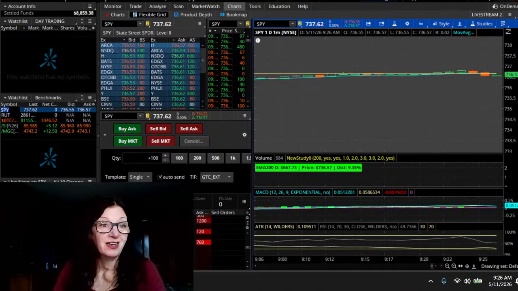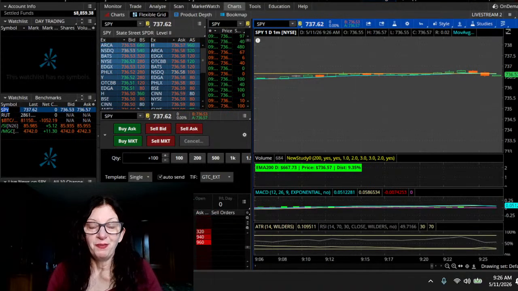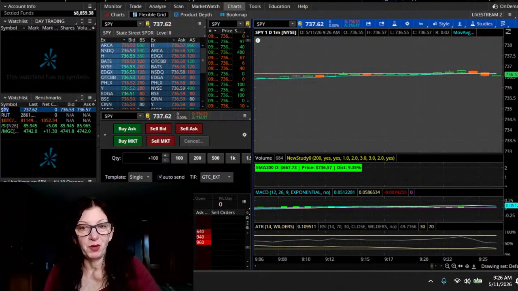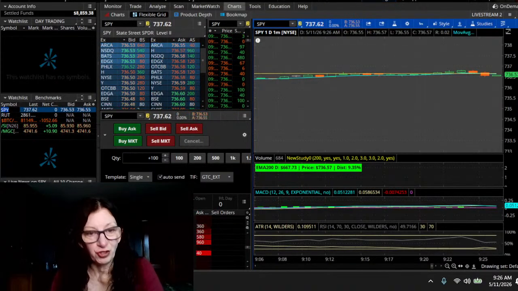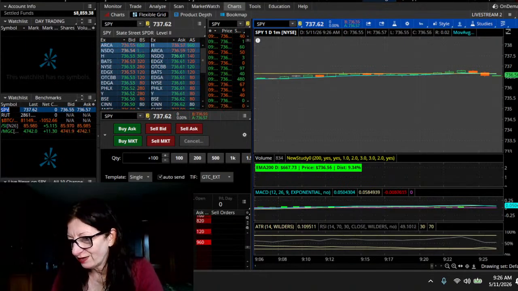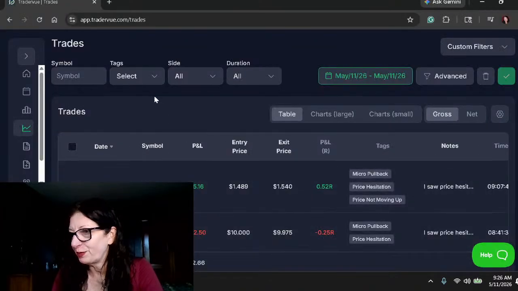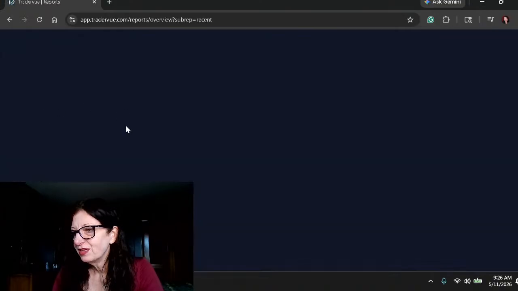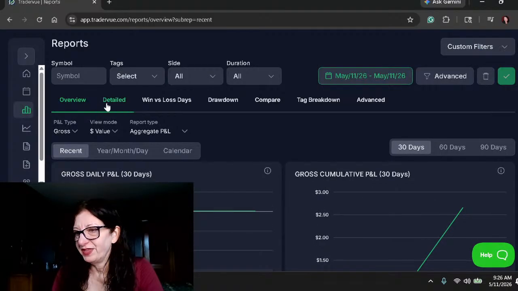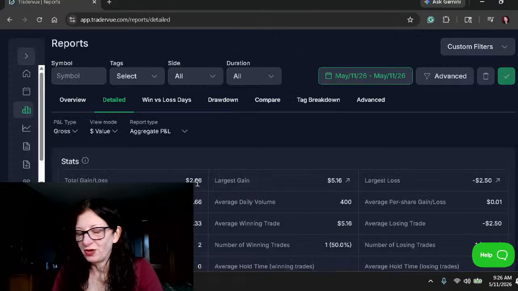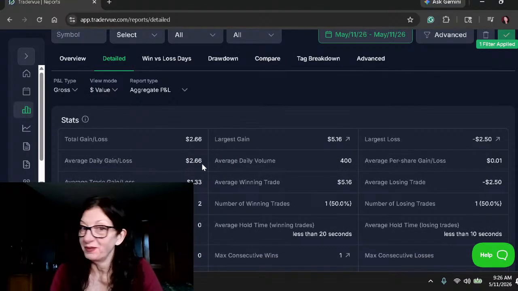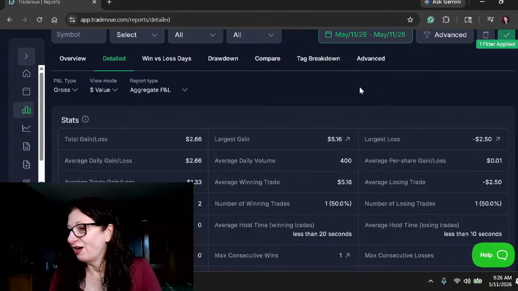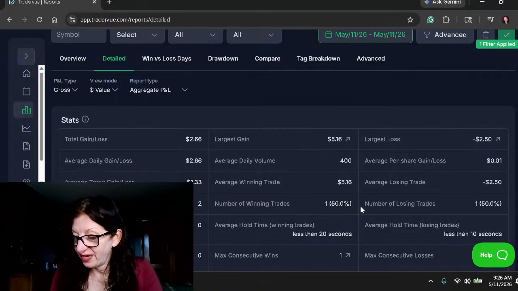I want to keep my losses tight and let my winners go. And today I feel good about so far, just real quick before the market open. So far I am green on the day. Okay, I'm up by $2.66. I know these are small numbers, but this is what I'm doing to get profitable. My accuracy is 50%, right? I had one red trade, one green trade.